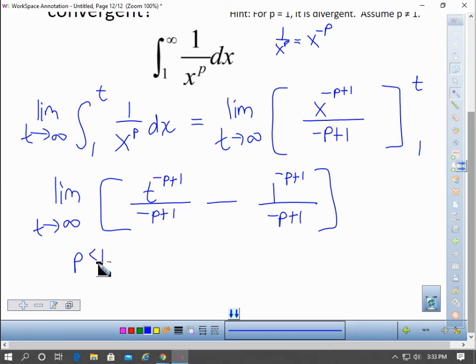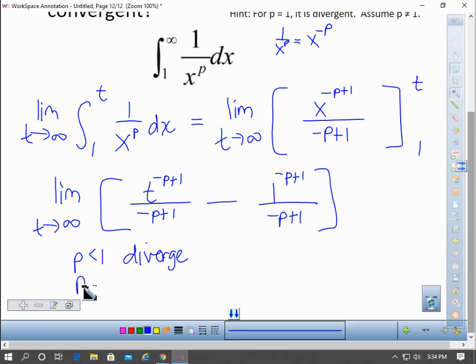So if p is less than 1, so if p is a number smaller than 1, this is going to end up being a positive answer. So if I even make p negative 1, so say p is negative 1, that'll be the opposite of negative 1 plus 1, which is going to be 2, t squared. If you put infinity in here, infinity squared is still infinity. So if we do p less than 1, we're going to diverge because we're going to get d and e.